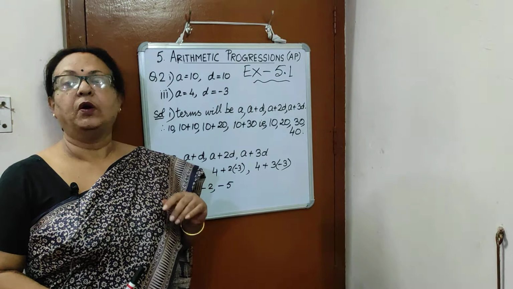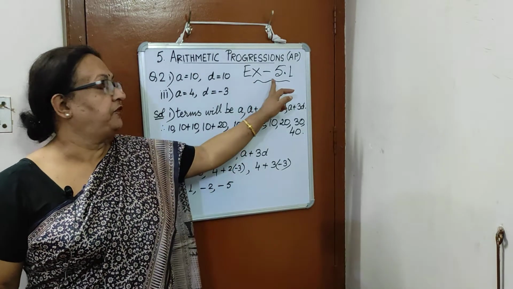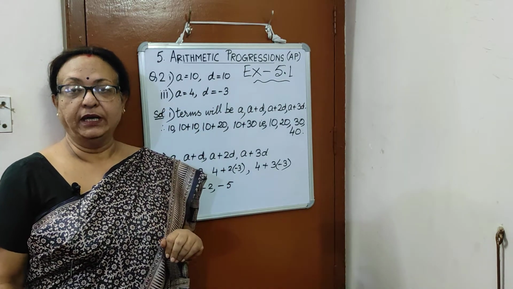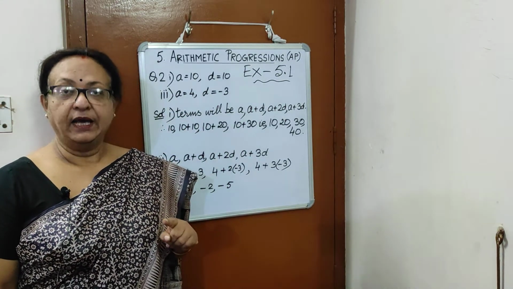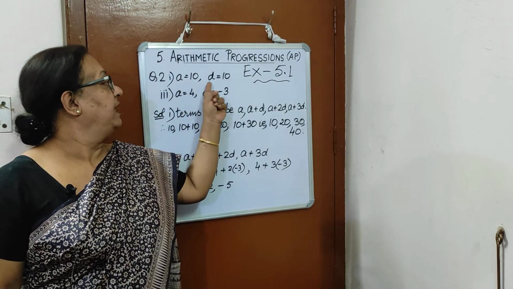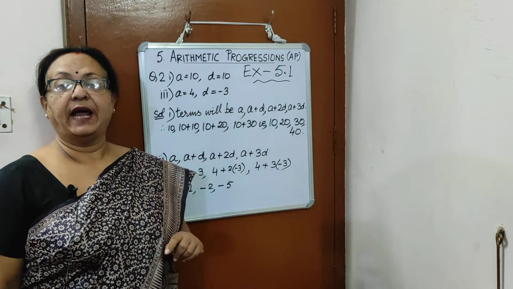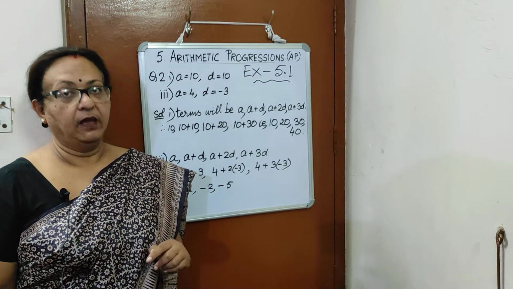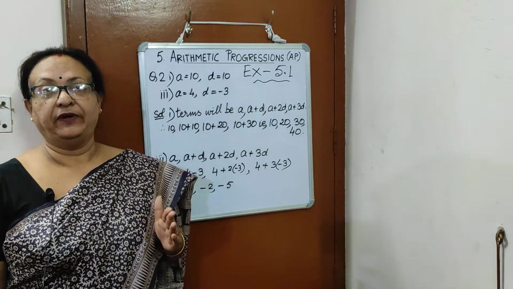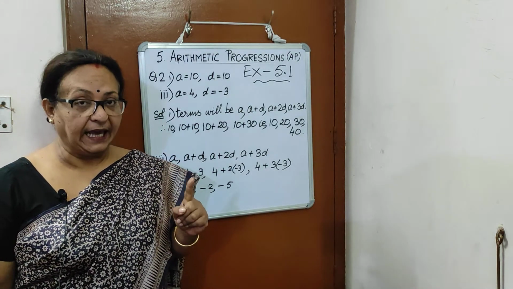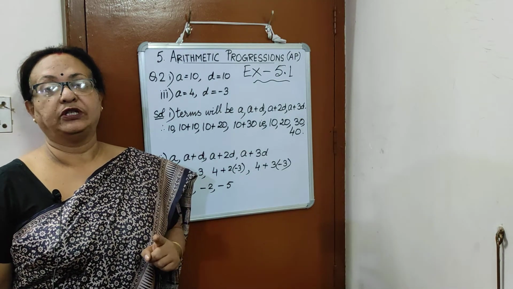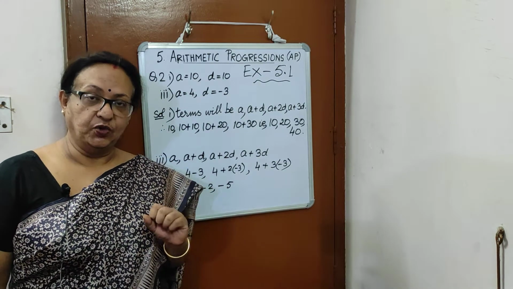Now let's come to the exercise. Exercise 5.1, question number 2. What is given in the question? The first term a and the common difference d are given. You have to write the first 4 terms. How do we do it? Just before, we have seen the general form of an AP. The first term will be a, second term a plus d, third term a plus 2d, fourth term a plus 3d. We will be using it.